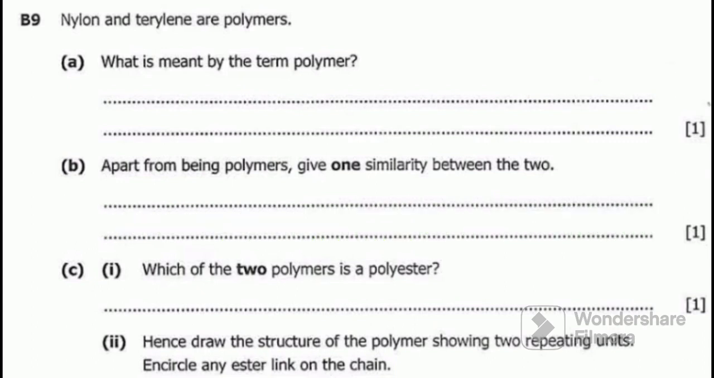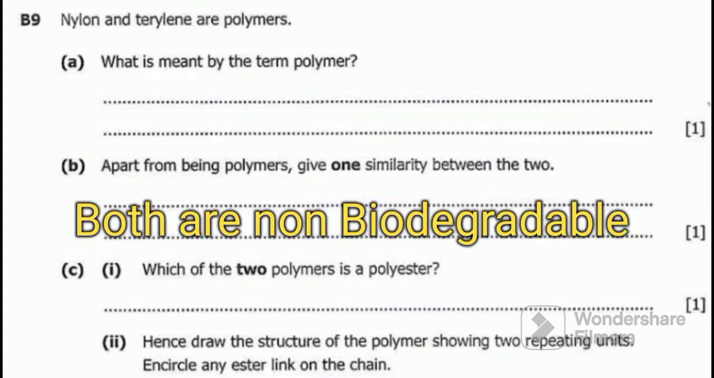Both are synthetic polymers and both are non-biodegradable, meaning they cannot decay.